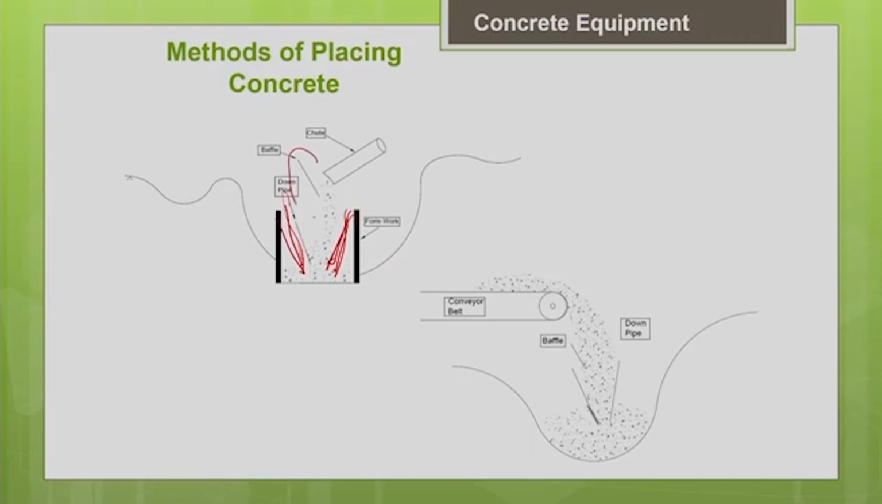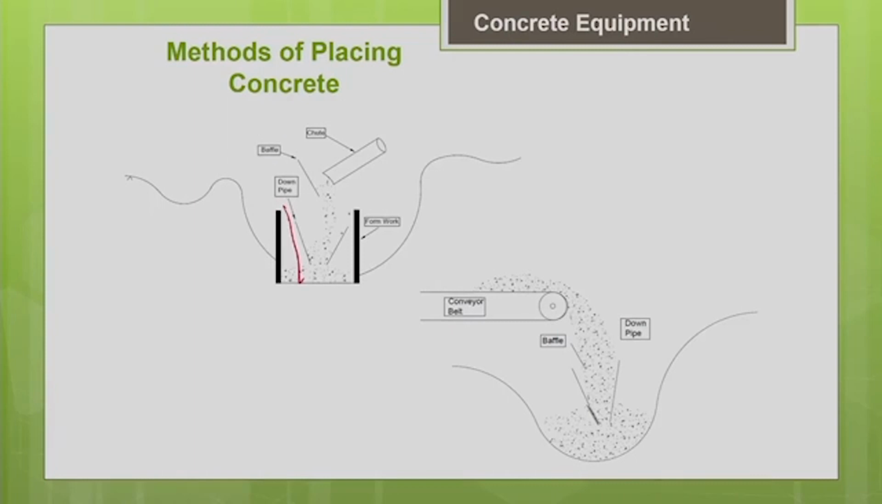In addition, you can also use a baffle or a deflector which will avoid the dispersion of the concrete, or scattering of the concrete. So all these things are to facilitate guided flow of concrete for prevention of segregation. Okay, so you should use a vertical drop down pipe with a baffle.